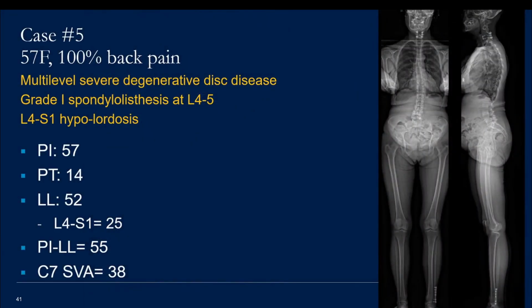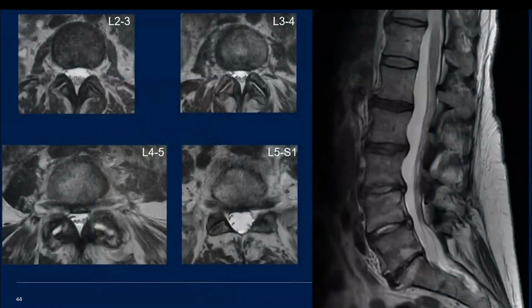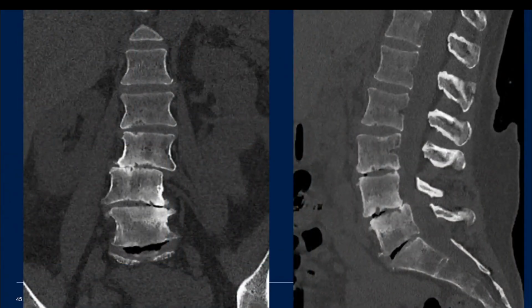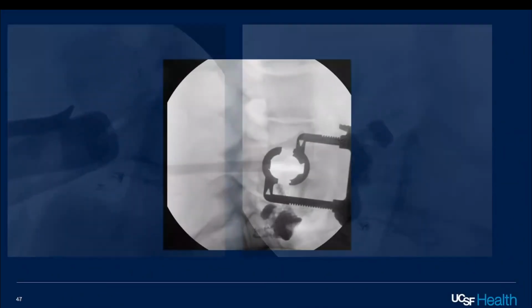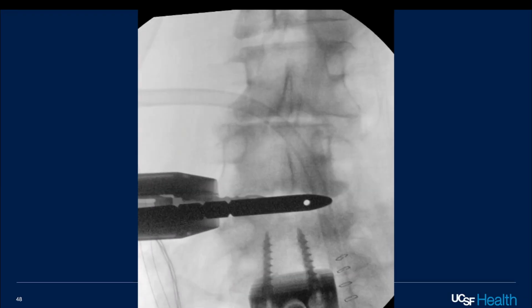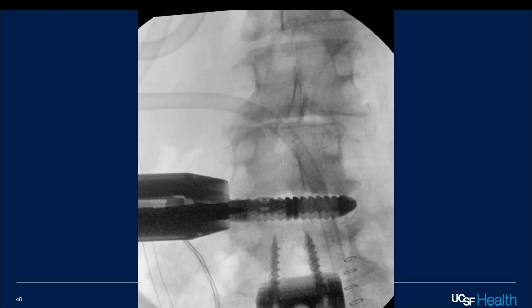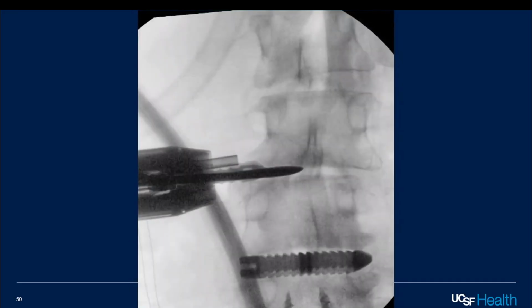Last case in the last 30 seconds. So this is a grade 1 spondy at L4-5, L4-S1, hypolordosis. The parameters, again, the EOS image. Patients love this. These are the MRI. You can see the degenerative disc disease starting from L3-4 really down to L5-S1. You can see the mild degenerative scoliosis here. The ALIF at L5-S1. And L4-5 is very important. I don't let the residents do L4-5, to be honest with you, because I'm just not comfortable lingering in the psoas too long. But the L3-4, I let the residents take over.